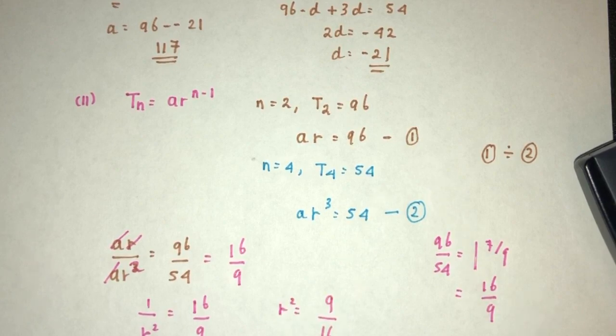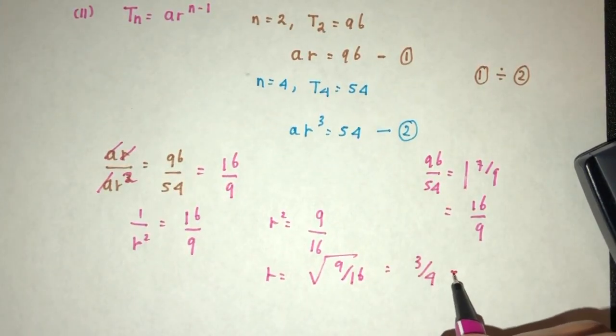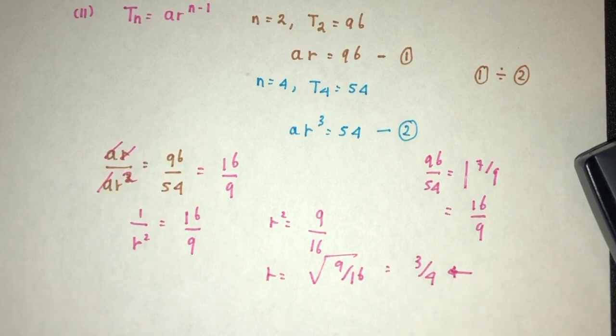r has to be the square root of 9 over 16, right? And that has to be 3 over 4. This is your answer for part 3, to find the common ratio.